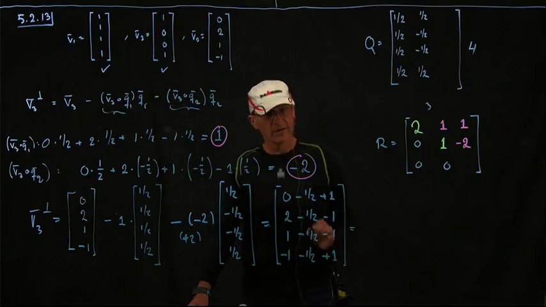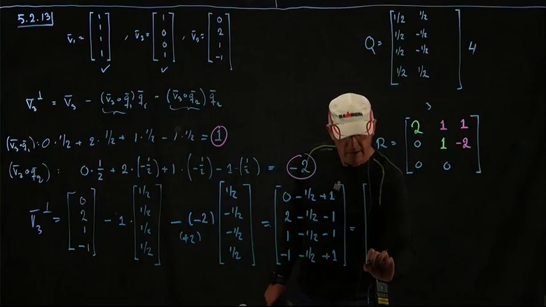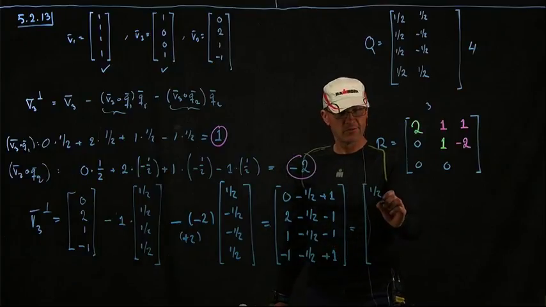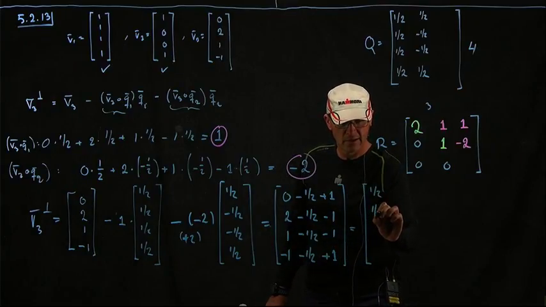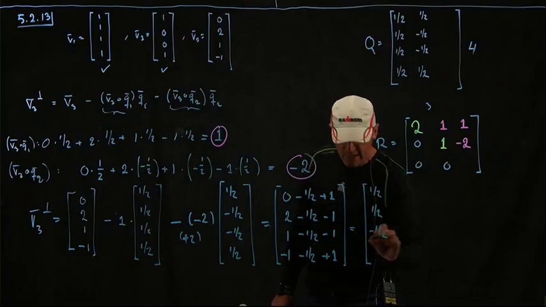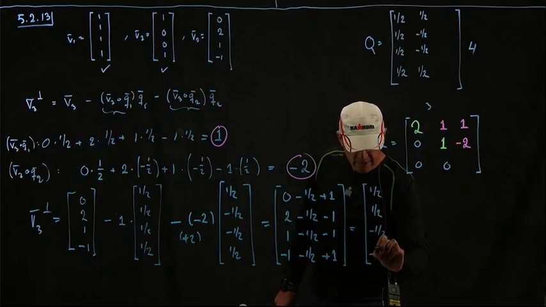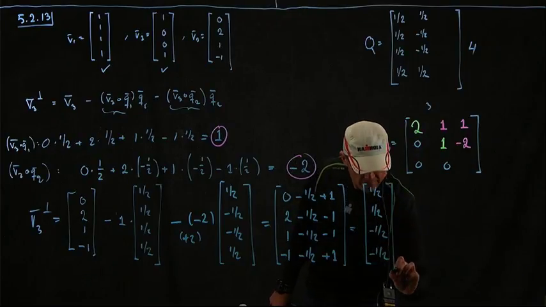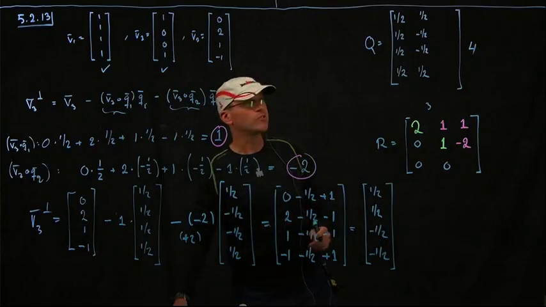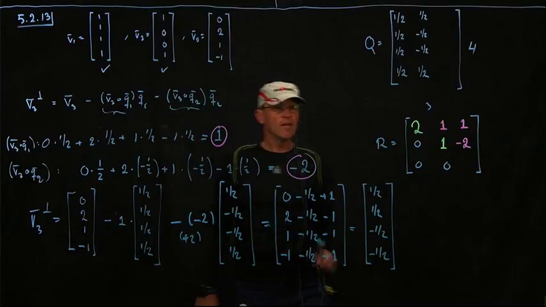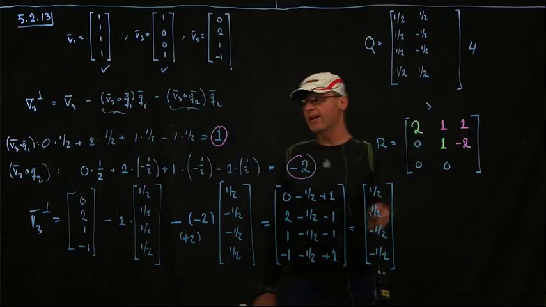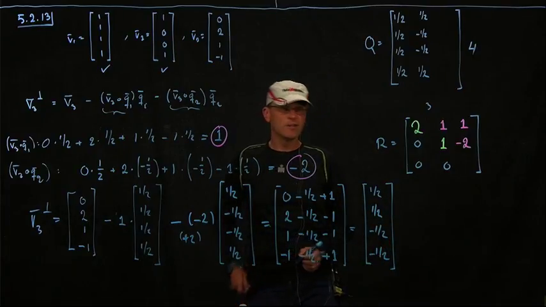Let's see if we got this right. So I get this to be 1/2. 2 minus 1 minus another 1/2, so that is 1/2. 1 minus 1 is 0, subtract another 1/2, so minus 1/2, and another -1/2. So that seems right, and my notes agree. So again, we see that we just have halves for all the elements. So the length of V3 perpendicular is 1, right?